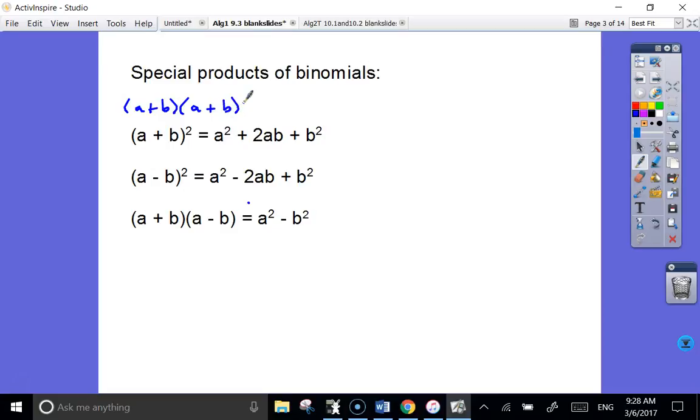So when you FOIL, right, you multiply the first terms. A times a is a squared. Then you multiply the outer terms, a times b, and the inner terms, b times a. What's the difference between ab and ba? Nothing. Yeah. So you would get a squared plus ab plus another ab plus b squared.